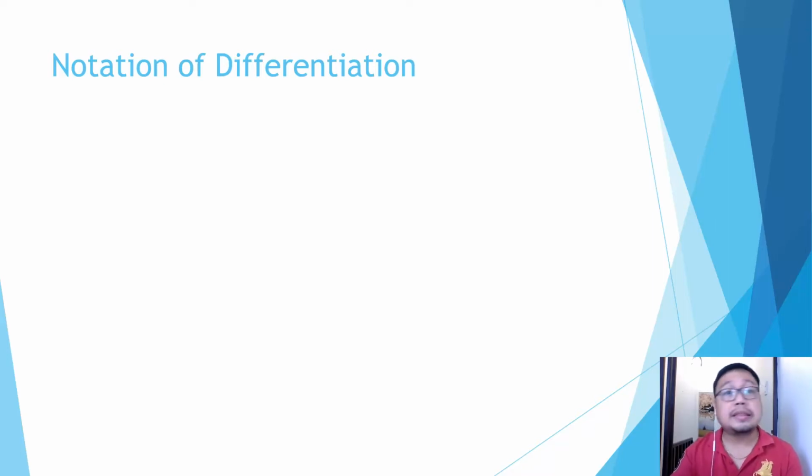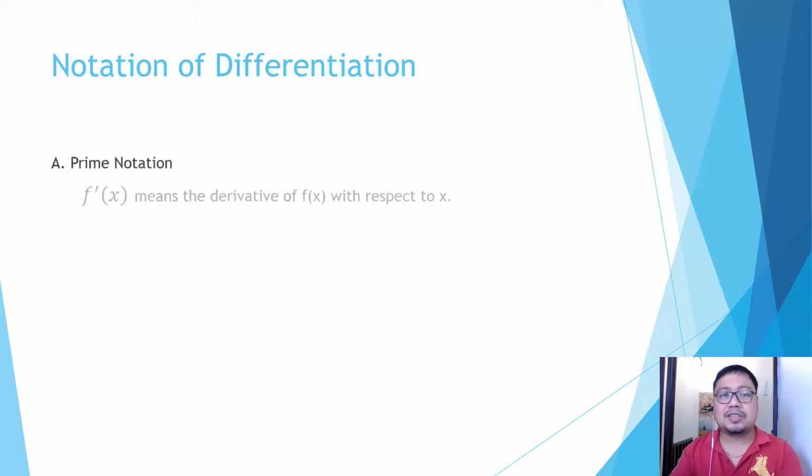How do we write differentiation? How do we represent it? That's the question. One type of notation for the derivative is sometimes called the prime notation. This function, which would be read f prime of x, means the derivative of f of x with respect to x. A second type of notation for derivatives is sometimes called the operator notation.